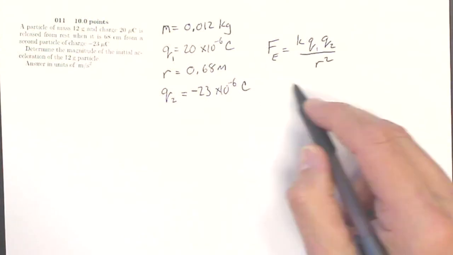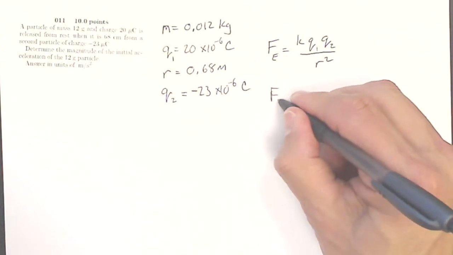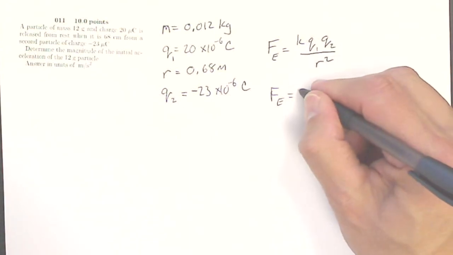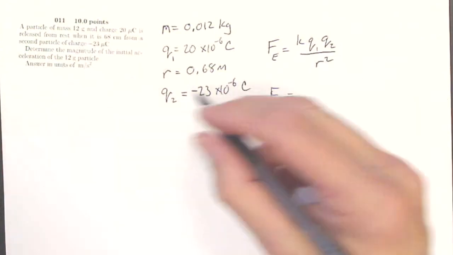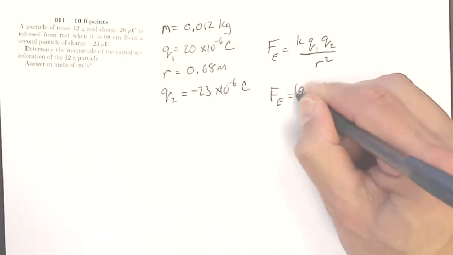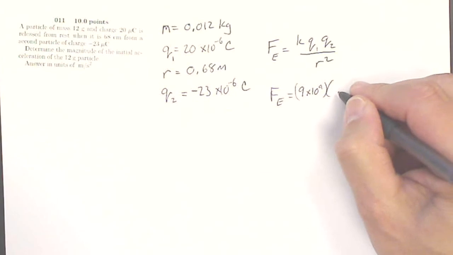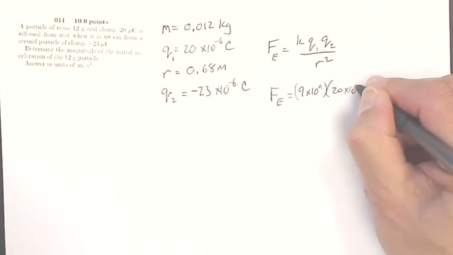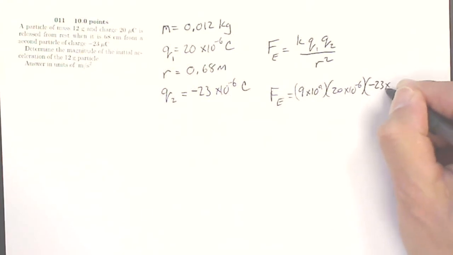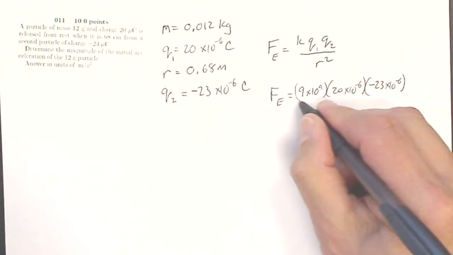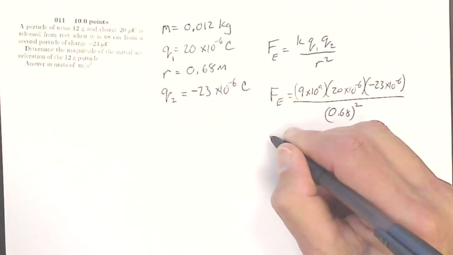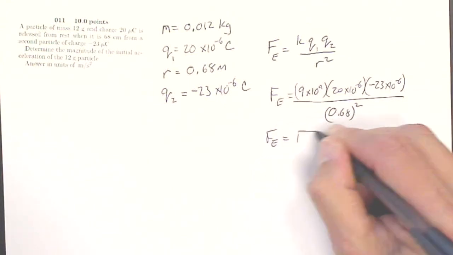So if I plug all of this into the electric force, I'm going to wind up with some number for that. So that is going to be K, which they don't give it to me, and I know that it's close enough, so I'm just going to have 9 times 10 to the 9th. Q1 is going to be 20 times 10 to the minus 6th. Q2 is going to be negative 23 times 10 to the minus 6th. And R squared is going to be 0.68 squared. So that's going to give me my electric force.